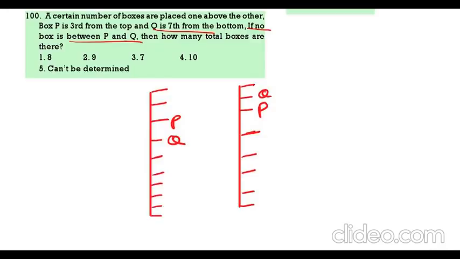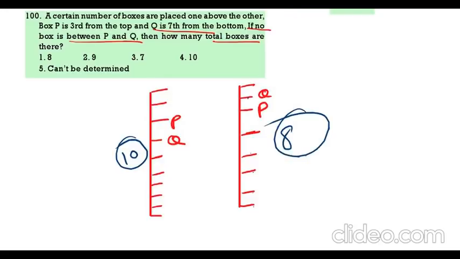Now how many total boxes are there? If you take the first case, 1, 2, 3, 4, 5, 6, 7, 8, 9, 10, we will have 10 boxes. In the other case, 1, 2, 3, 4, 5, 6, 7, 8, we will have 8 boxes. That means the number of boxes can be either 10 or 8. We can't say the answer, so cannot be determined is the correct answer. So with this we completed the paper number 169 reasoning.